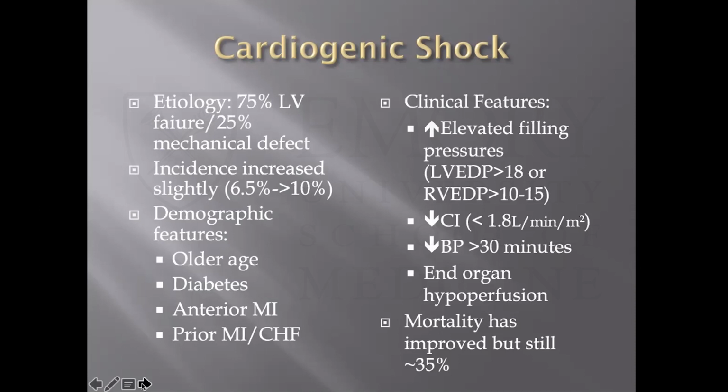The predisposing demographic features are what you'd expect. Patients who are older, anterior infarcts, diabetics, and obviously prior infarcts. How these patients are going to present, hopefully you're all familiar with cardiogenic shock, but you're typically going to see patients who have started down this sort of cascade of going down the drain with elevated filling pressures, reduced cardiac index, which then further reduces coronary perfusion and so on and so forth, and you're going down the spiral.